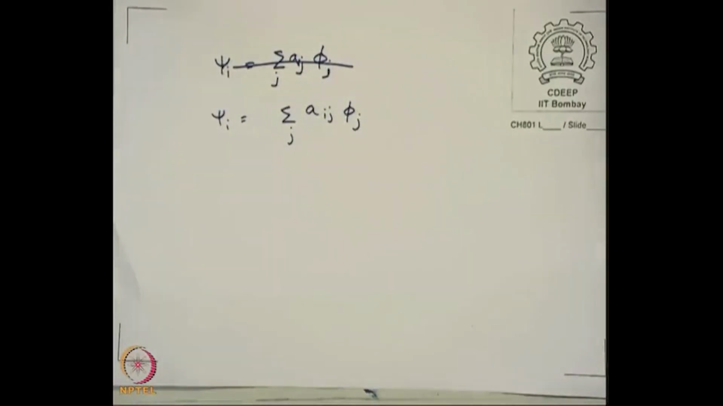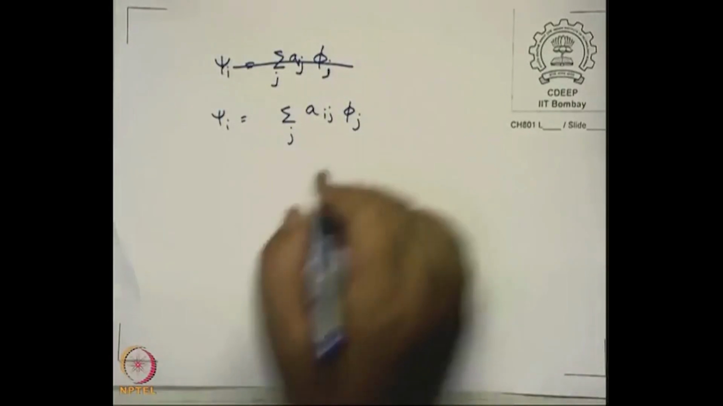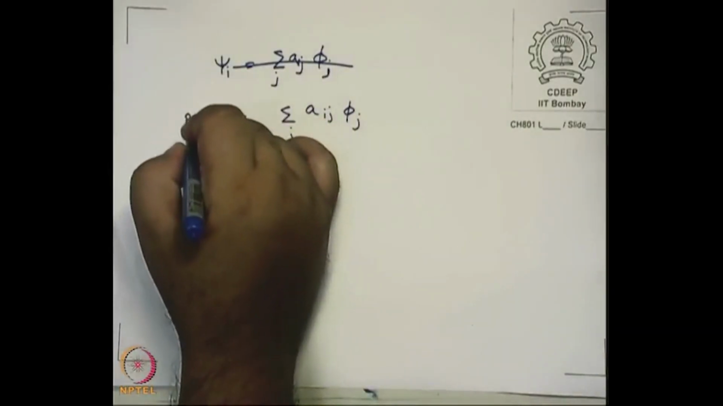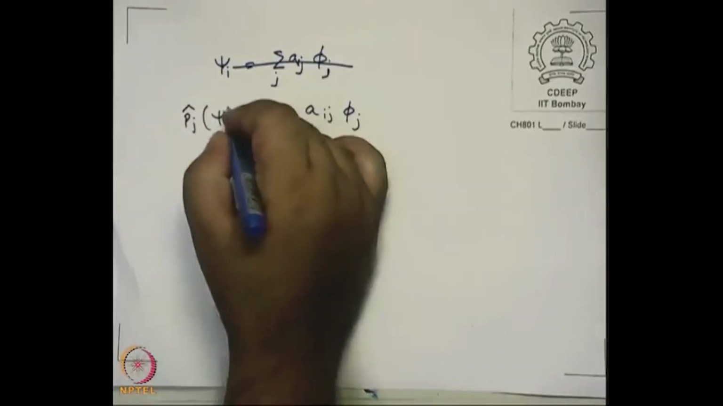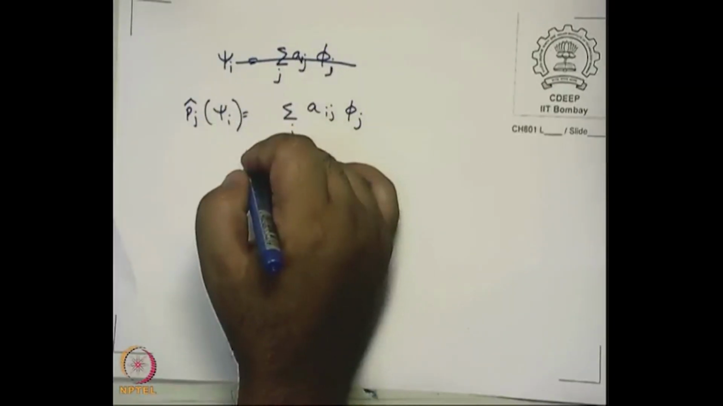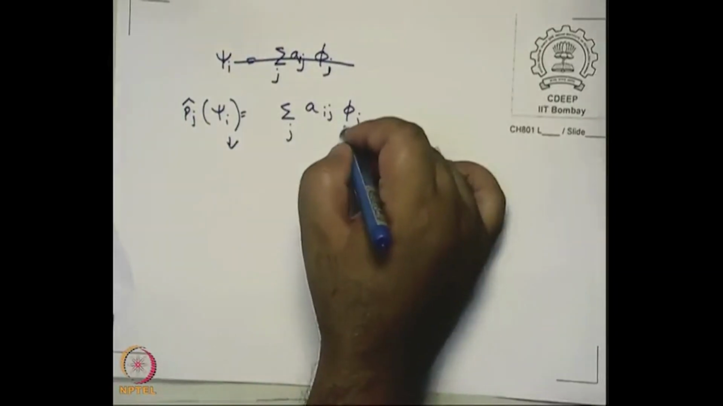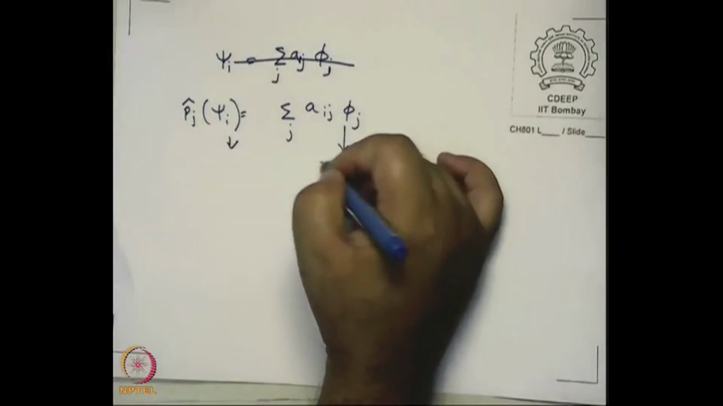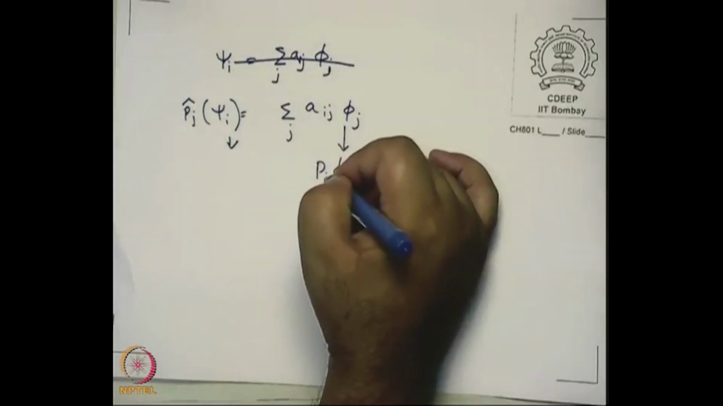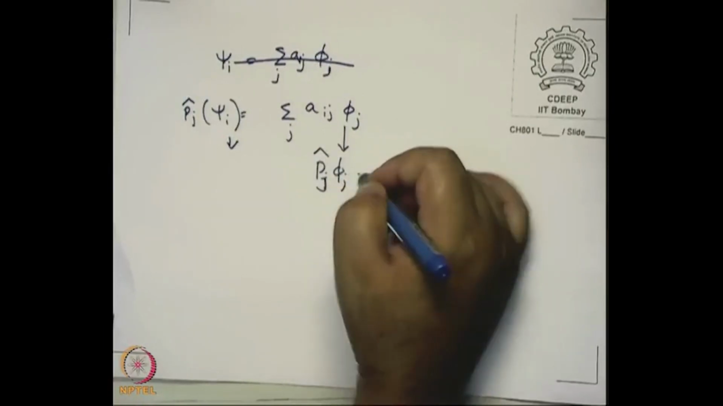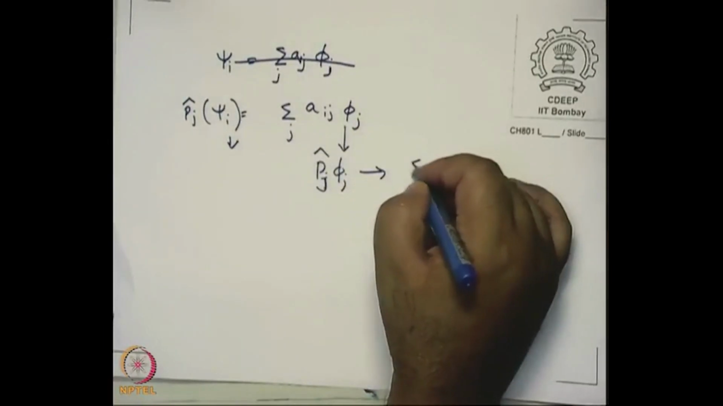So, what I am saying is this: I can understand if you make the projection operator operate on psi i and generate some symmetry. But what I am now saying is that I am going to take this phi j, make the projection operator, I should write in some other way, I will write capital J, operate on this, and I am going to generate this linear combination itself.